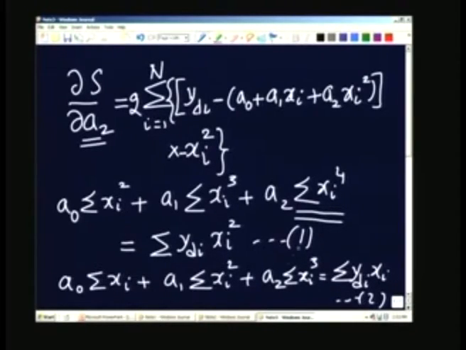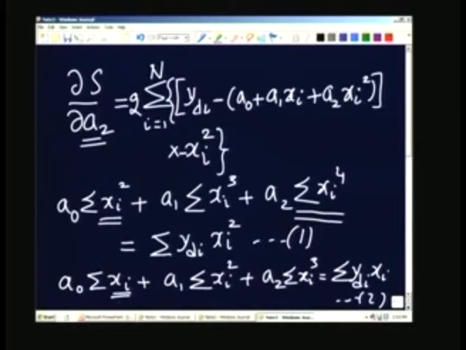You will notice that A2 is multiplied by, instead of xi to the power of 4, xi cube. So, 1 power less than this. This is also 1 power less, and this is also 1 power less. So, this is xi squared. It becomes xi in the case of the second equation. So, this is xi squared and this is xi in the equation.